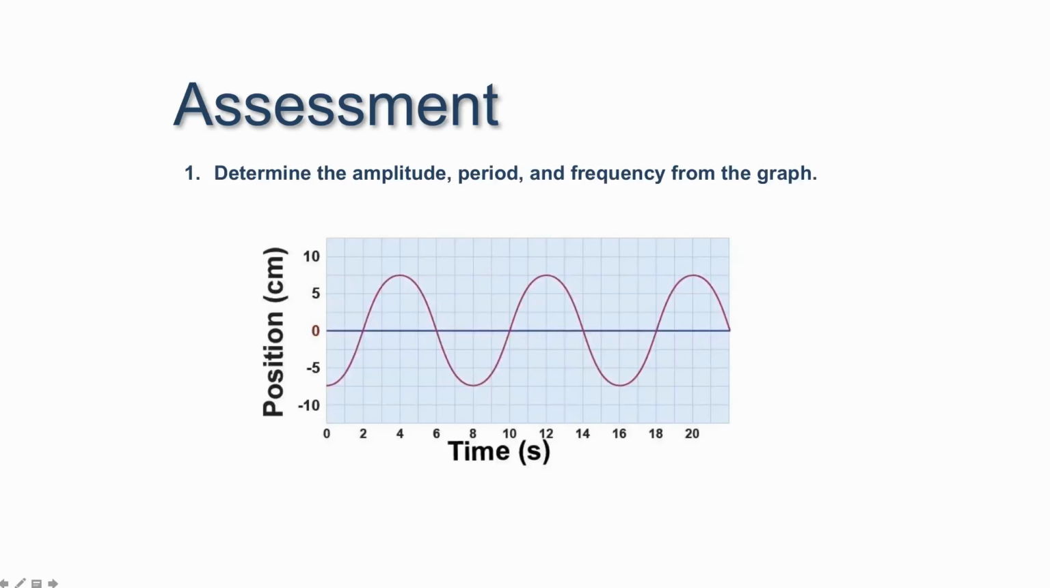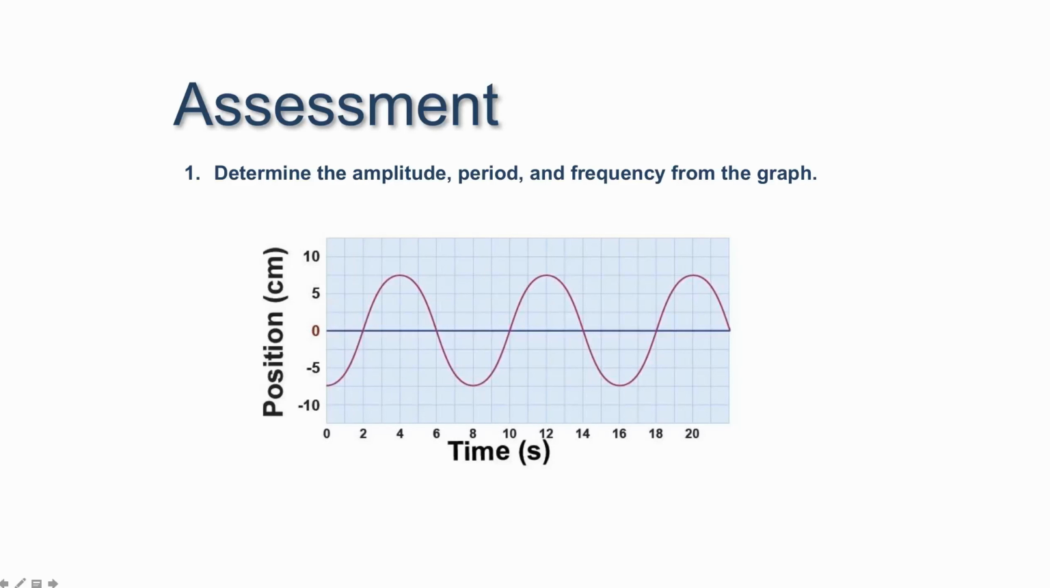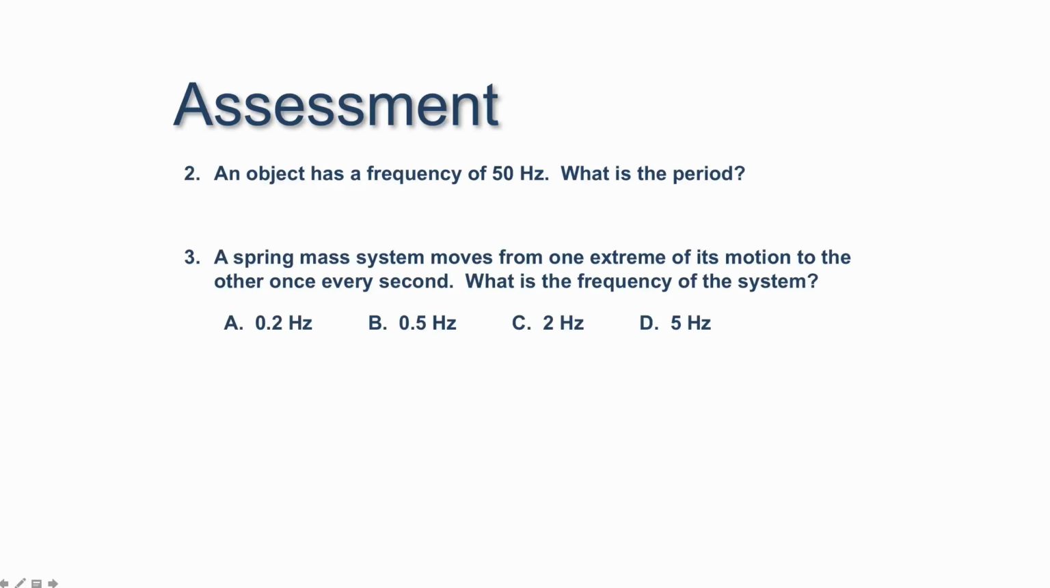And the amplitude here, I'll show the solutions to this in a moment, but the amplitude you can see is 7.5 in the positive or 7.5 in the negative. So we call the amplitude 7.5. That would be in centimeters. To figure out the frequency, we would just take 1 over the period, so 1 over 8, which is 0.125 hertz.